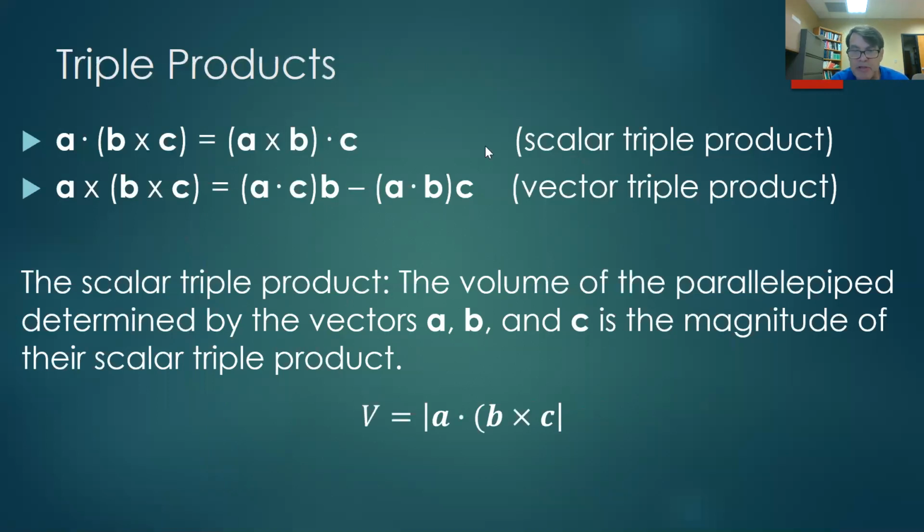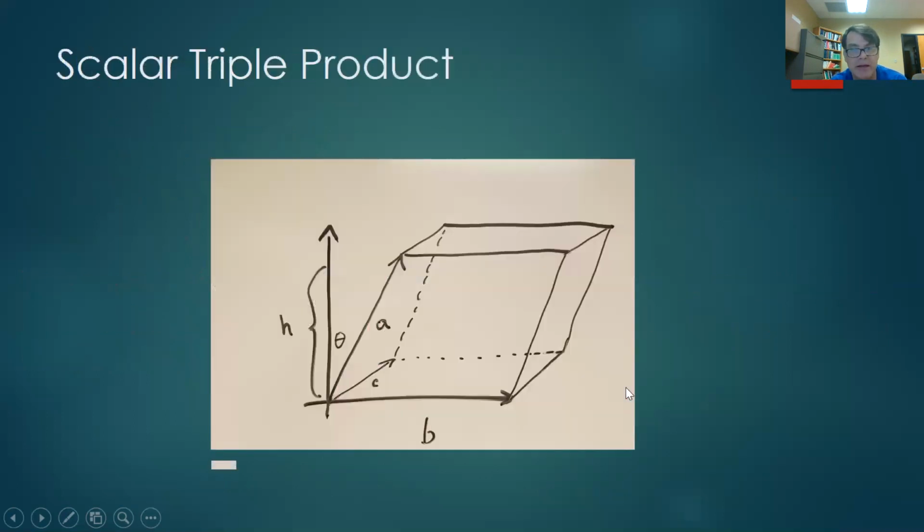There's missing parentheses at the end here. We're basically saying that the volume of a parallelepiped is the absolute value, so it's a magnitude, of A dot the cross product of B cross C. And I left the other, we're basically saying this up here, that the volume of a parallelepiped is this quantity here. What does that look like? Here's what it looks like.